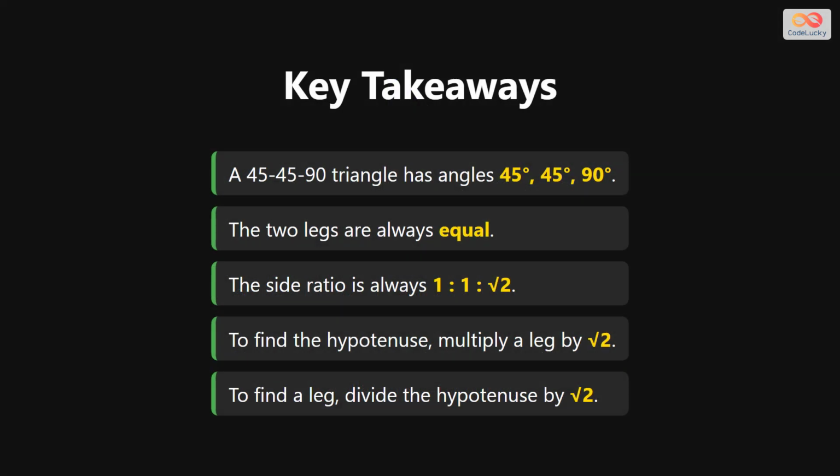To summarize, remember these key points. A 45, 45, 90 triangle has angles of 45, 45, and 90 degrees. Its two legs are always equal. The ratio of its sides is always 1:1 to the square root of 2. To find the hypotenuse, you multiply a leg by the square root of 2. And to find a leg, you divide the hypotenuse by the square root of 2.